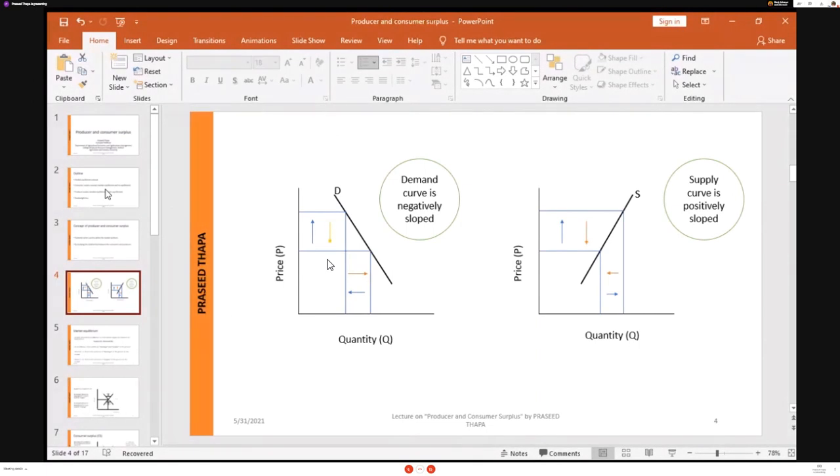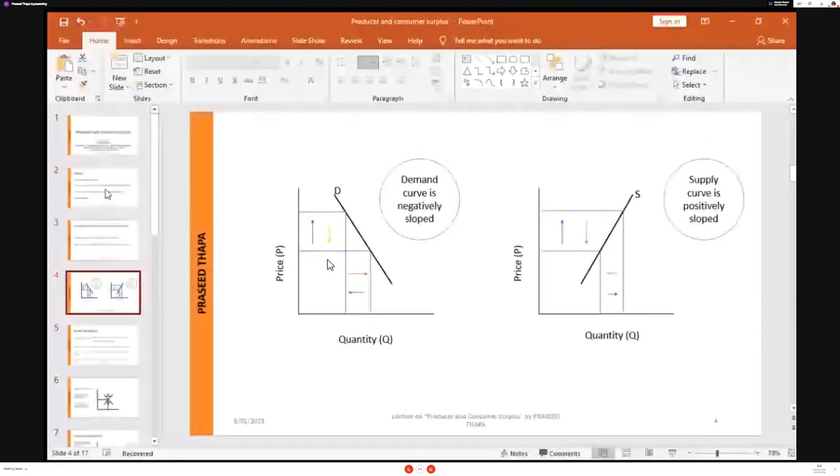The second graph on your right hand side is showing your supply curve. The supply curve is positively sloped. Positively sloped means there is a direct relationship between the two parameters shown to you, price and quantity. In the supply curve, price is directly proportional to quantity. It means that when the price of any commodity is increased, the quantity supplied of the commodity is increased, and vice versa. And the demand curve is saying that when price is increased, the quantity demanded of any commodity will be decreased, and vice versa.